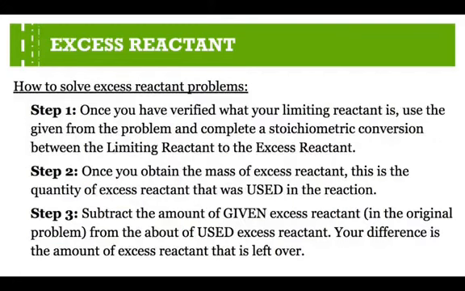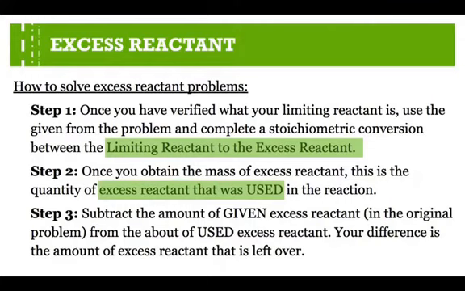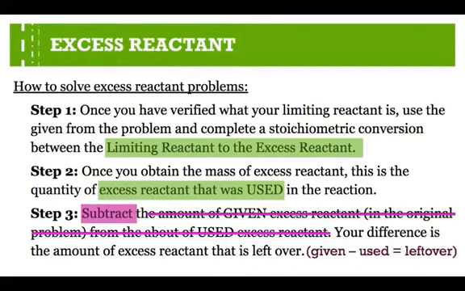If we are asked for excess reactant, then of course we're going to have to work from limiting reactant to excess reactant, like I said. This just sets the stage after you've done this other stuff, but of course we'd have to do that first. That tells you how much excess reactant was used, and then we are going to be subtracting like it says in step 3, but it actually has that backwards, so I'd like you to cross that out, and then just write given minus used equals leftover.